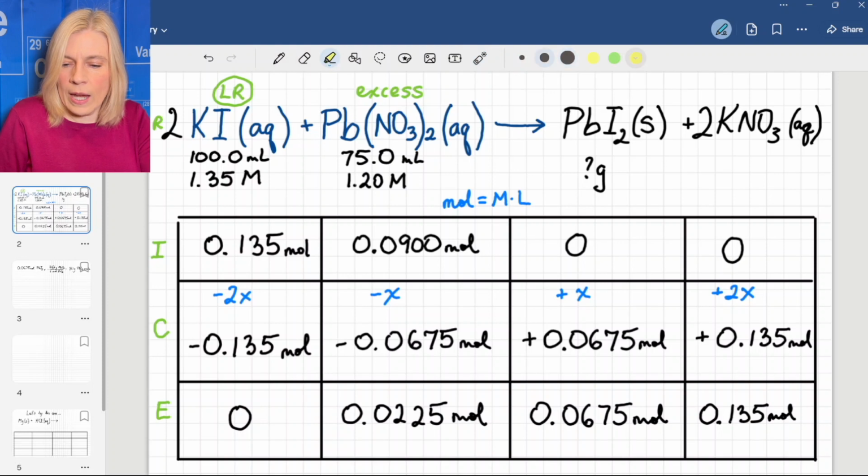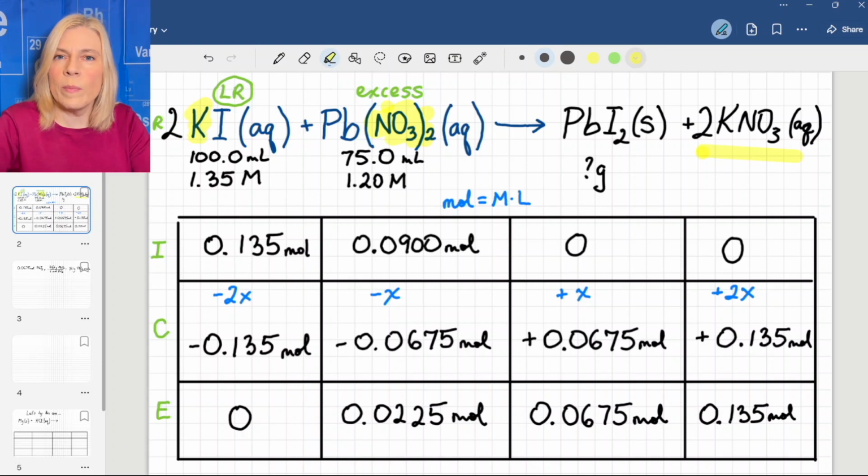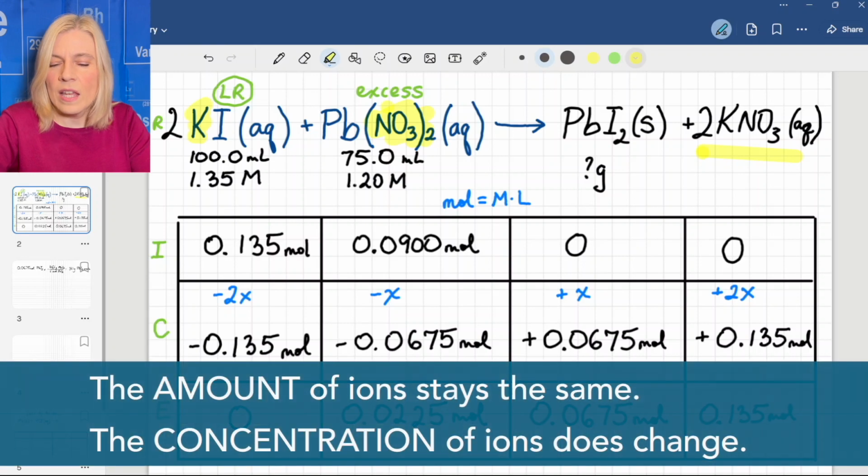My spectator ions are, well, this is my aq. So my spectator ions are potassium and nitrate. They were just swimming around in a solution at the beginning, and they are swimming after. Did their concentration change? It did not. So let's go and double check with our math.